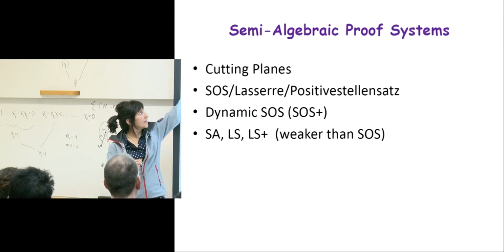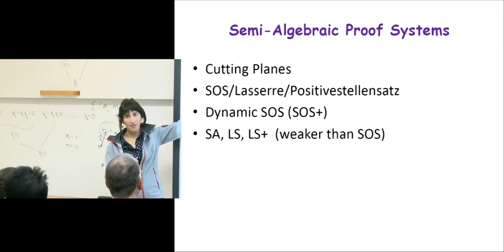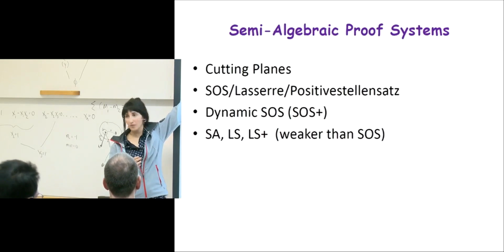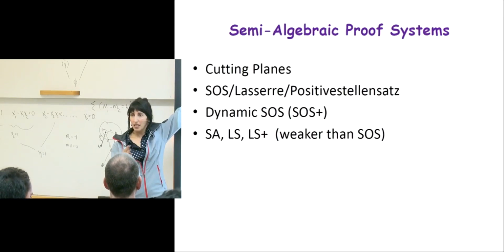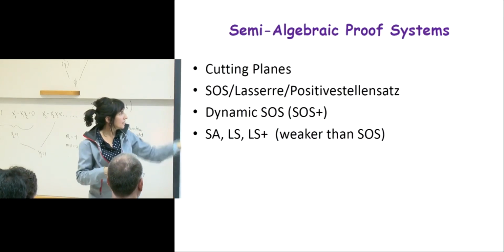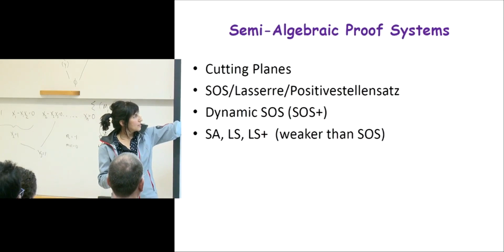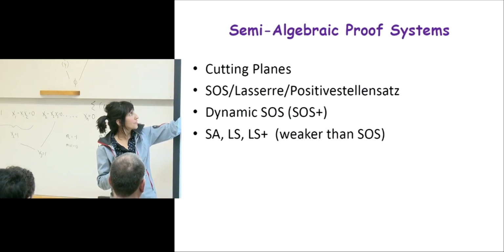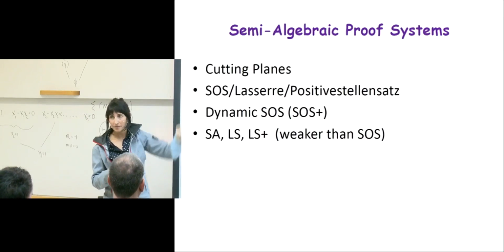And then you have a dynamic version of this. The dynamic version is sort of the analog of polynomial calculus, and this one is the analog of null Stellensatz, where you have inequalities. This one is the analog with inequalities, but where you're allowed to do it line by line to measure degree. These systems, Sherali-Adams, Lovász-Schrijver, and so on, are all weaker than both of these.